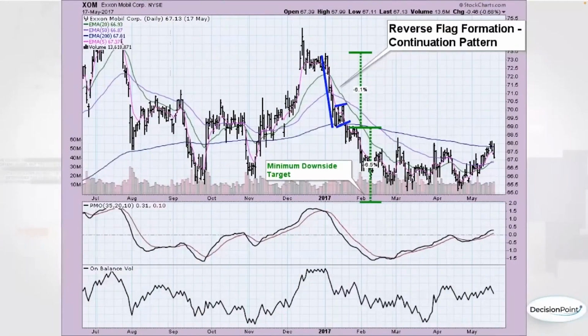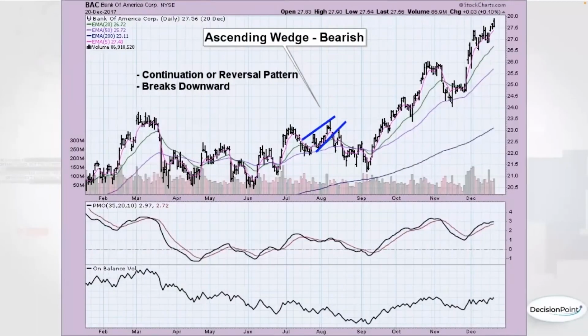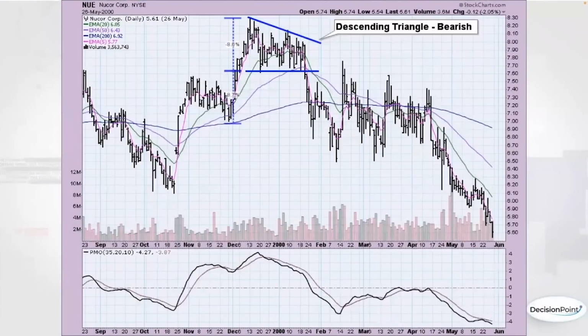The reverse flag, and you can see these, I have to say flag formations tend to resolve exactly as they're supposed to. It's very rare that I see a flag formation not resolve to the upside for a bull flag or to the downside for a reverse bear flag. All right, there's your ascending wedge. Again, these are ones to keep an eye on as well. And the descending triangle, flat bottom, declining tops. Again, you're seeing that the bulls are losing the battle. Every time they come up, they cannot get back to that prior high. Yet support is still holding. They're able to keep support holding, but eventually the bears win the day and you will see that breakdown.